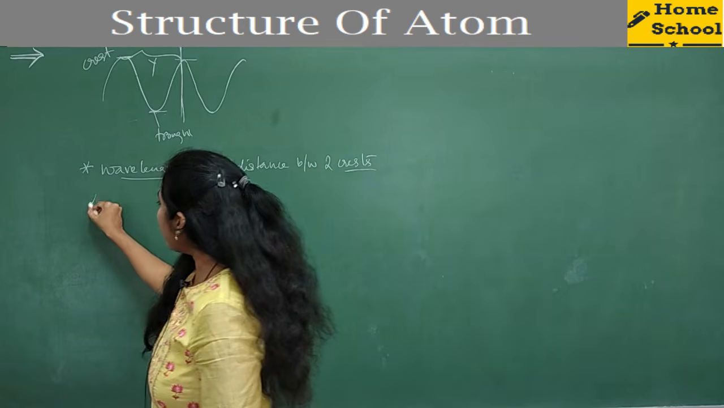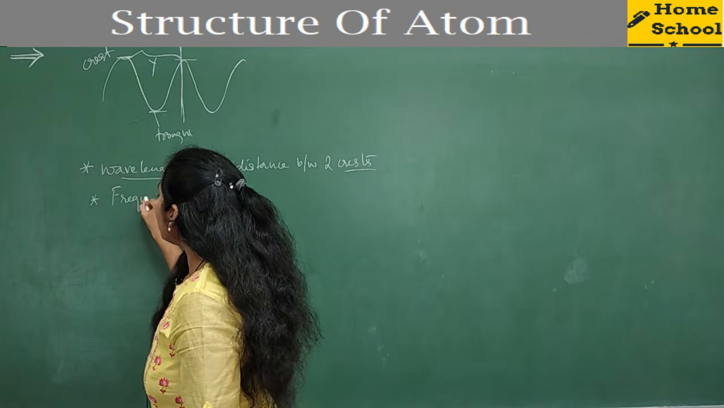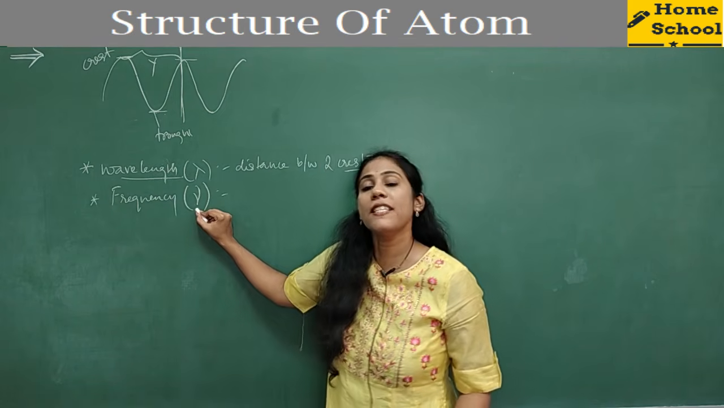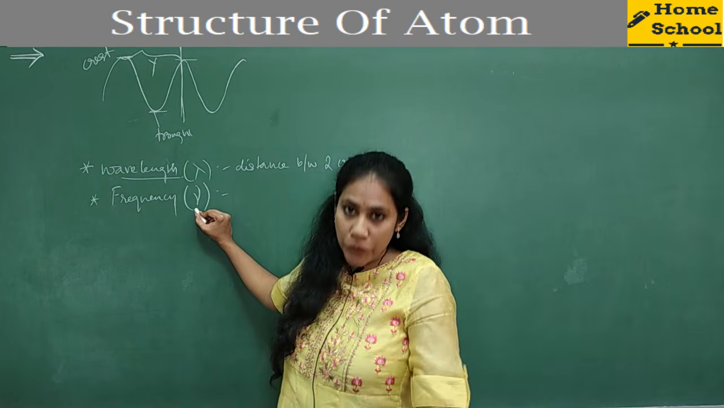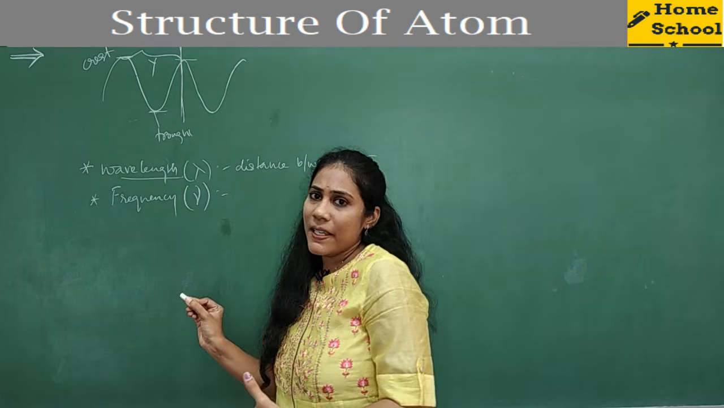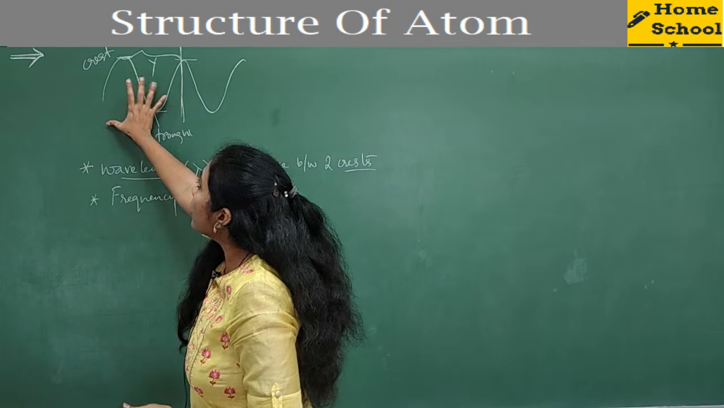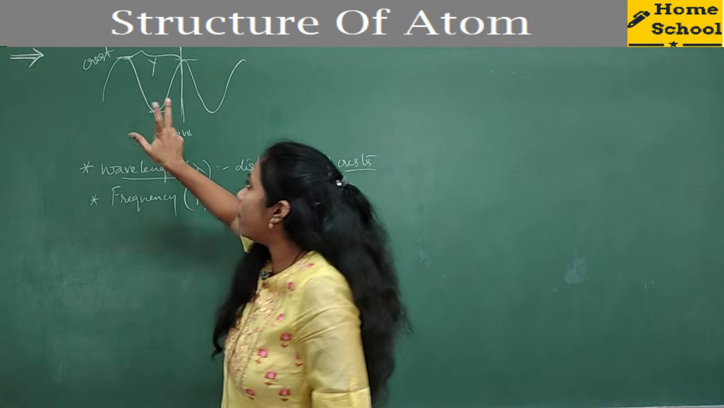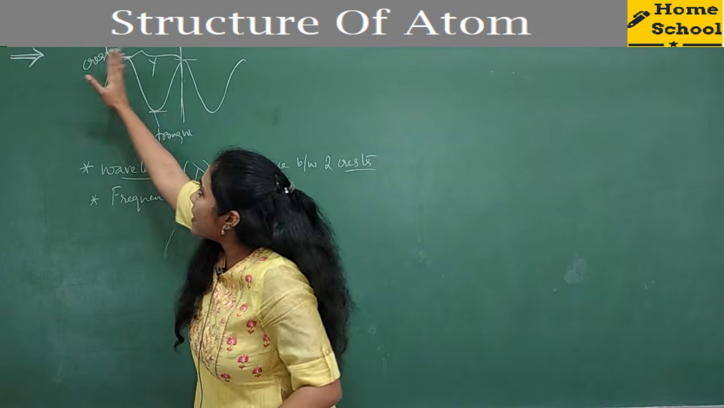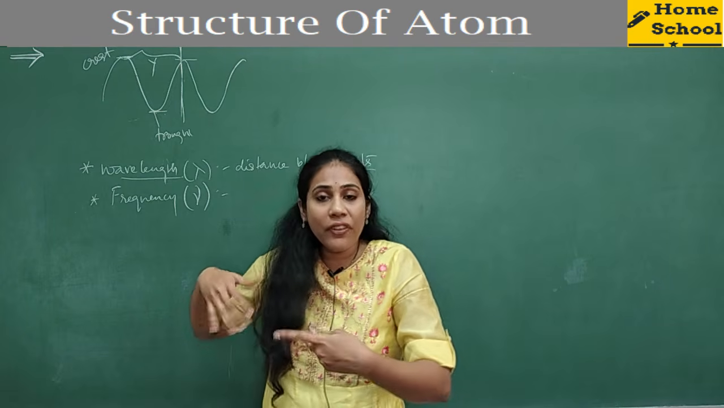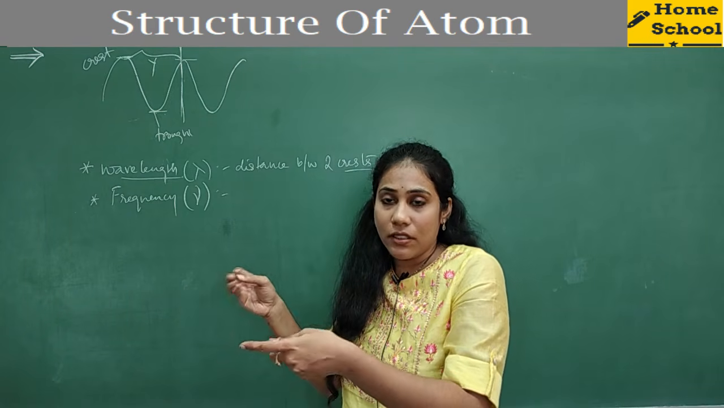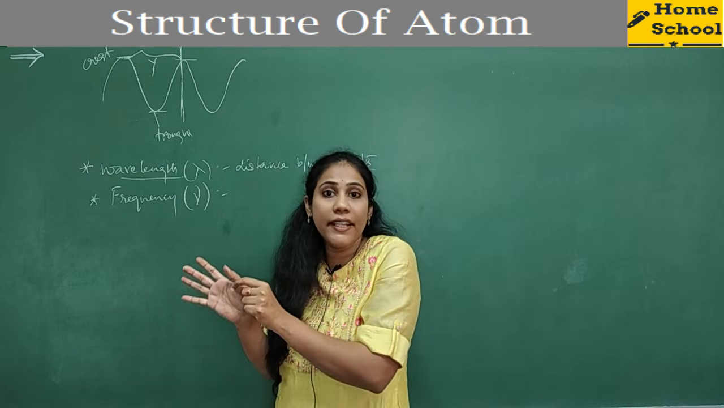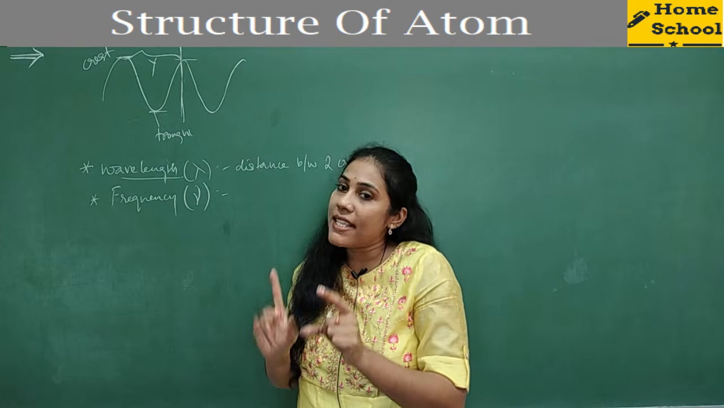Clear? The next important word is frequency. Frequency is always denoted with this kind of letter. We call it mu. So frequency, mu. Clear? What is frequency? The number of waves. Now what do you mean by one wave? One wave should include one crest and one trough. So this much is our one wave. The number of waves passing through a certain point in 1 second is called frequency.